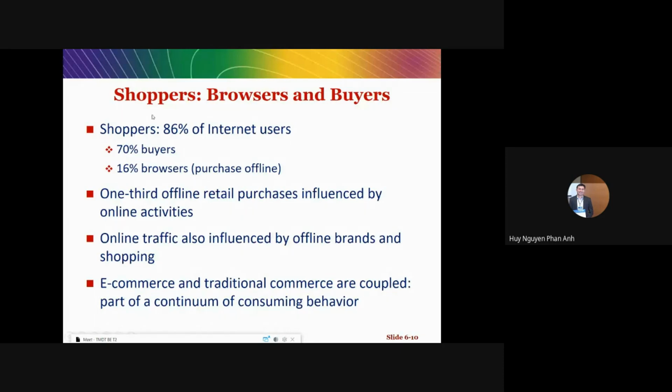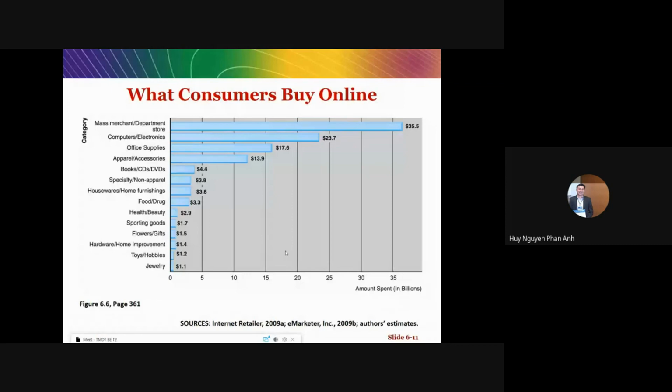And about the shoppers, you see that most of the shoppers now are 86%, maybe after COVID-19 it increased to more than 86%. This is just the general statistical numbers. So what do consumers buy online? Almost everything, right? Maybe we have computers, electronics, books, jewelry, toys, health and beauty, etc. Okay.